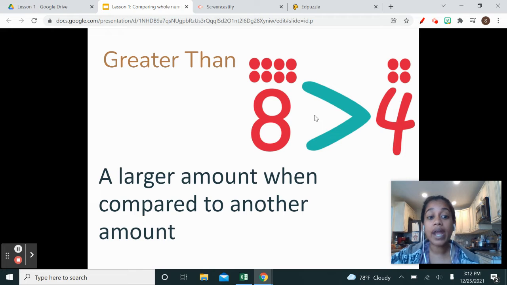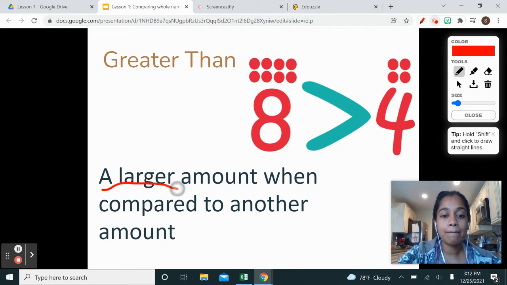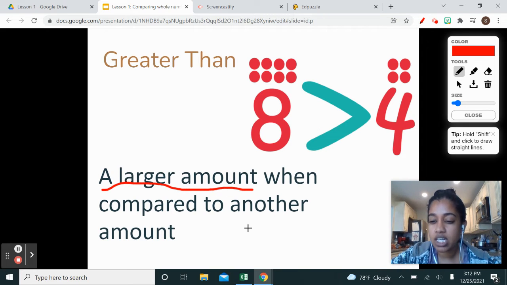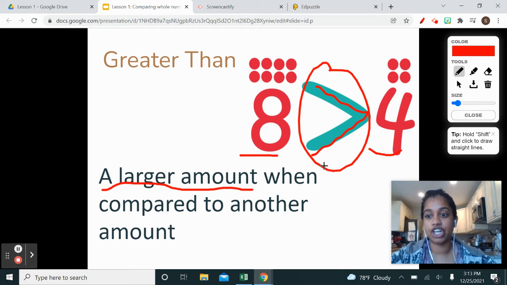greater than. Greater than simply means that it is a larger amount when compared to another amount. Over here, we have 8 and we have 4. So we know that 8 is greater than 4. With this symbol right here, we see this big portion open right here, because 8 is greater than, or bigger than, 4. Whenever we're representing something, we want to make sure we use this symbol, because the big side shows us which one is larger.